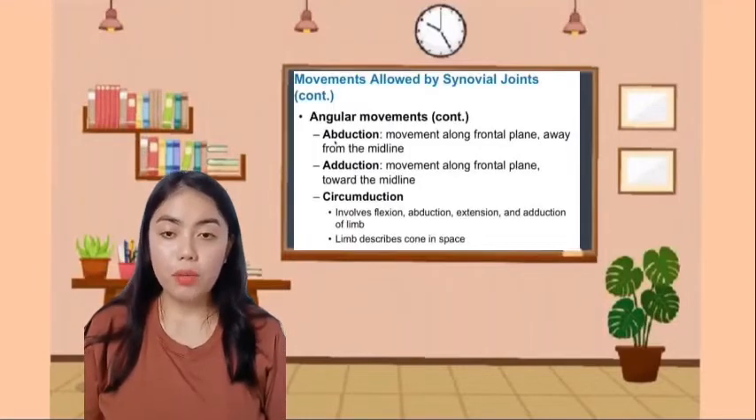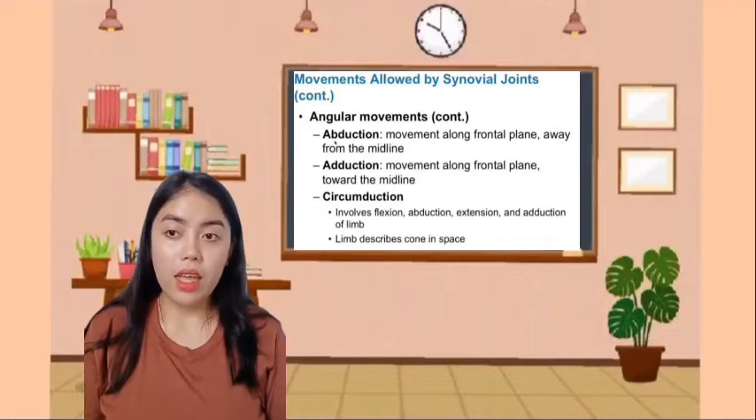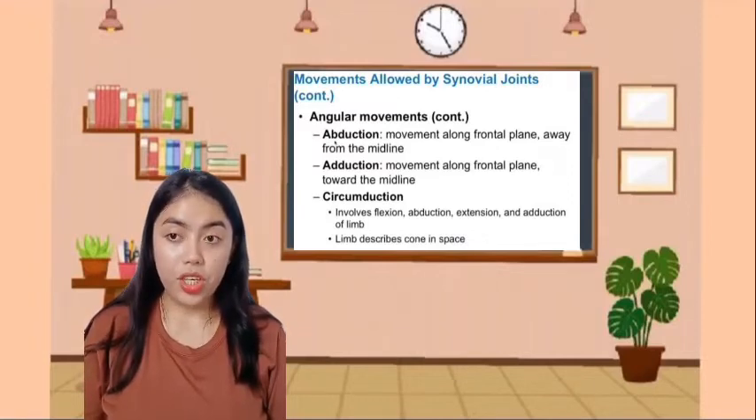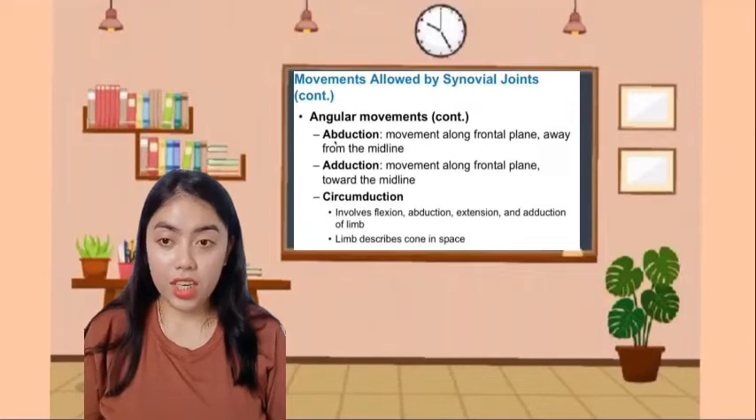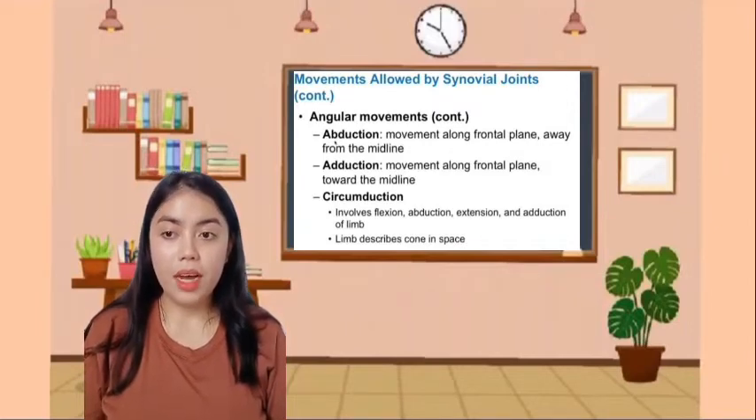Another angular movement: abduction. Movement along the frontal plane away from the midline. Adduction. Movement along the frontal plane toward the midline. Circumduction involves flexion, abduction, extension, and adduction of a limb. The limb describes a cone in space.